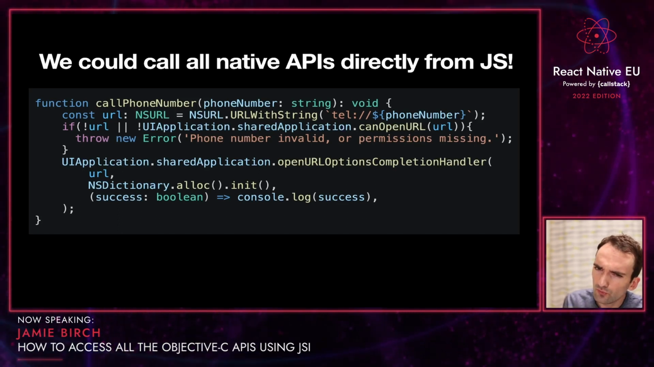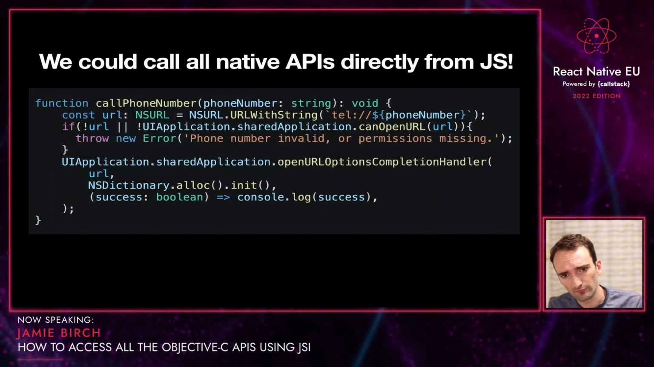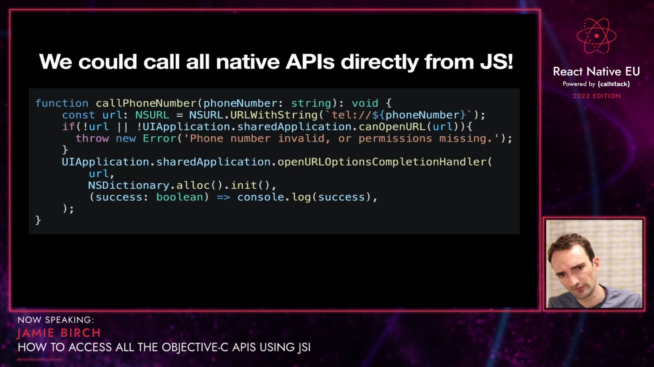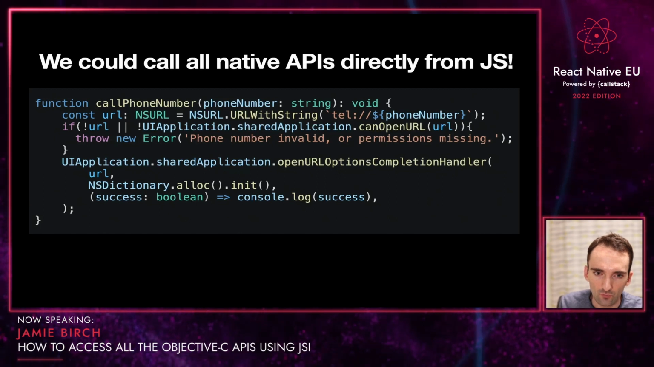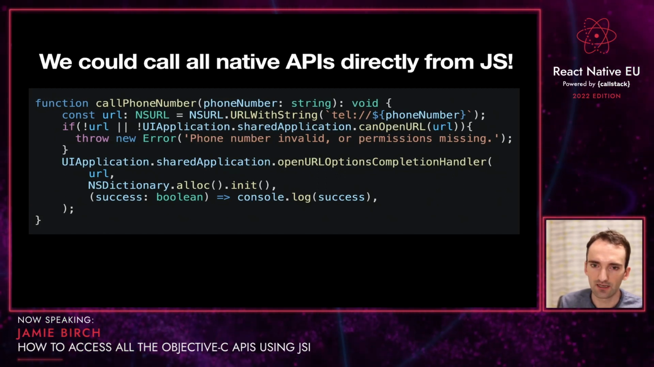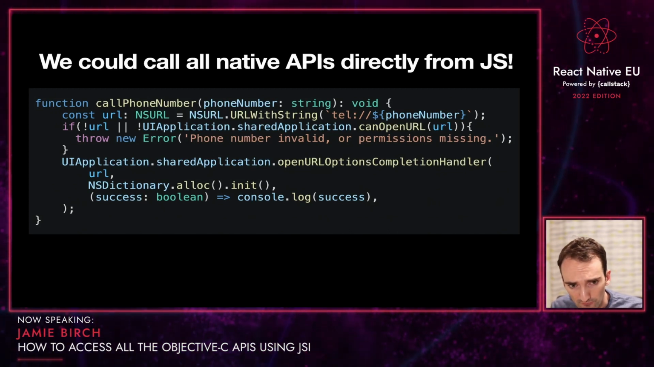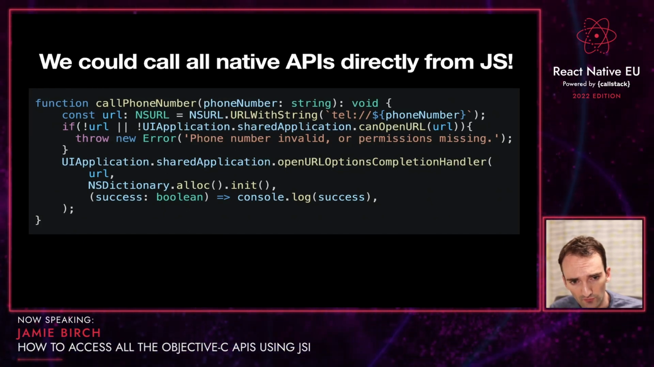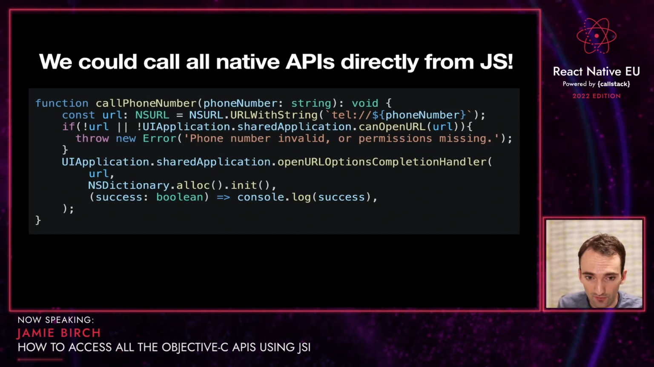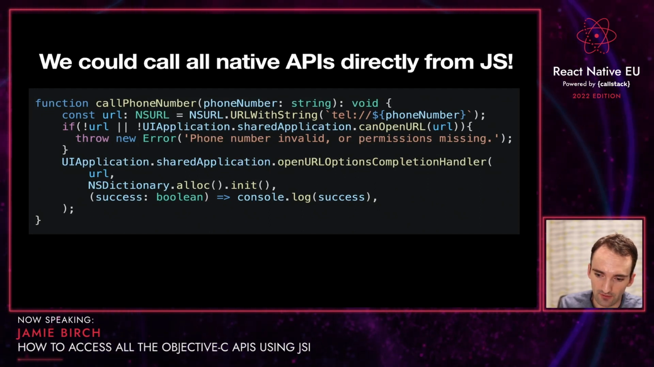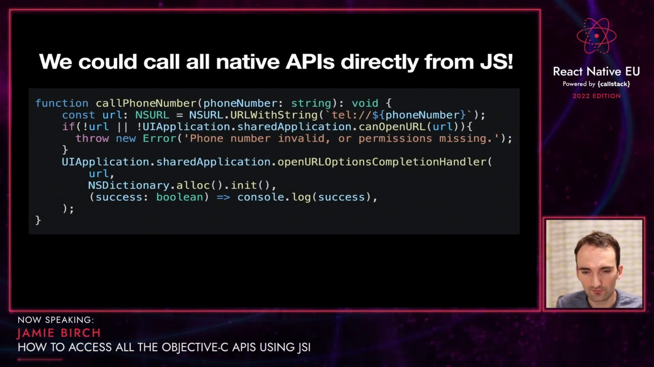What if you could call all native APIs directly from JS? Suppose you had a function call phone number. It takes in a phone number as a string, and from there it starts calling native APIs. We use NSURL, we call a class method on it, we look into UI application, get a class property, call an instance method on it, and as our final party trick, you'll notice when we're passing that closure into the function, it's going to be automatically marshaled just like all the other ObjectiveC objects from JavaScript into native, and I think that's just magical.